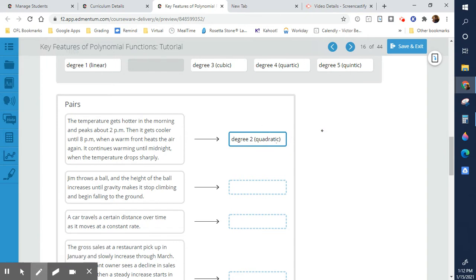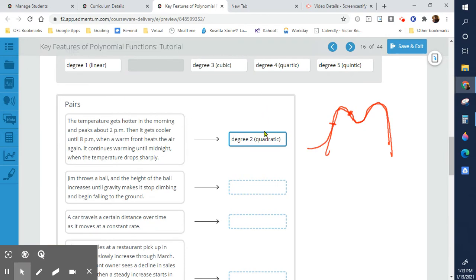So let's see if I can redraw this one. The temperature gets hotter in the morning, so it's getting hotter and peaks about 2 p.m. And then it starts going down when a warm front heats the air, and then it drops back down. So it looks like here we have one curve, two curves, three curves, and four curves. So I'm going to say that's degree 4, a quartic.